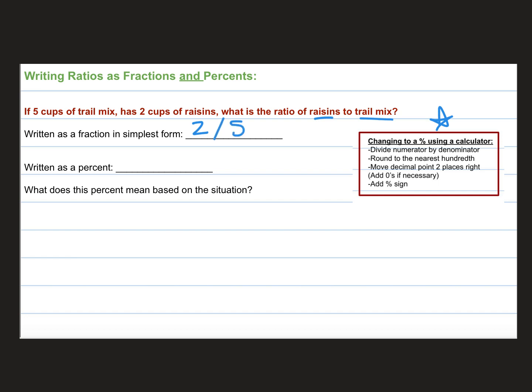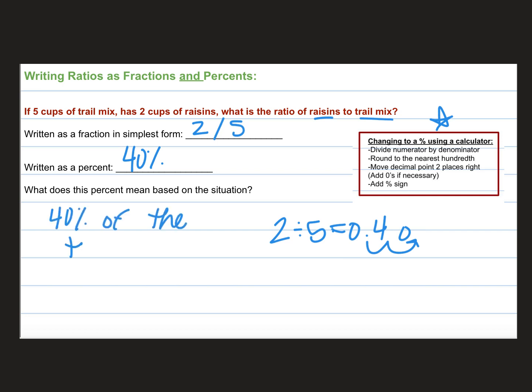Now to write this as a percent, I am going to use my calculator and I'm going to do 2 divided by 5, which is 0.4. Move my decimal 2 spots to the right, fill in with a 0, 40%. What does this percent mean based on the situation? It means that 40% of the trail mix is raisins. Okay, and that's just based on what the question was asking for. So it was asking for raisins to trail mix.